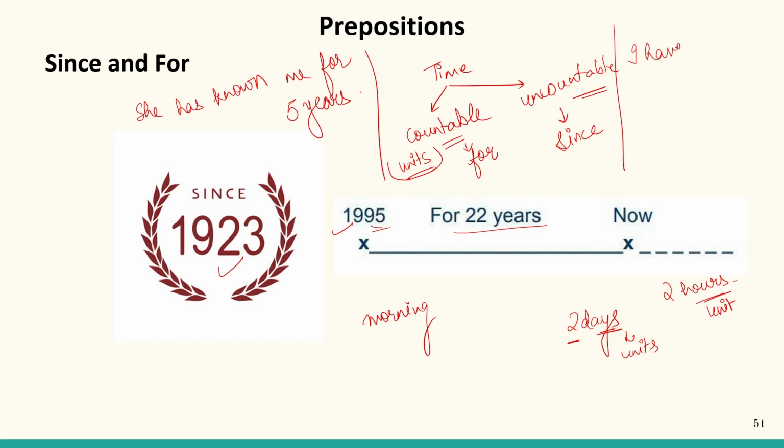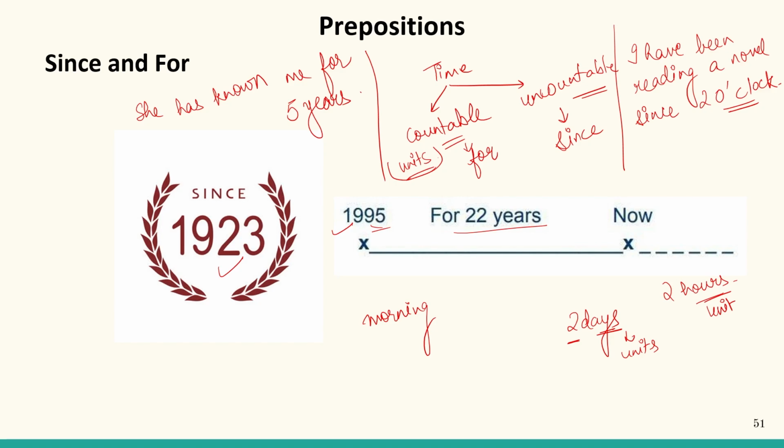I have been reading a novel since 2 o'clock. Now, 2 o'clock states the clock time. I have been doing this work from this particular time. The time has no unit, it is not countable. Therefore, we used since over here.